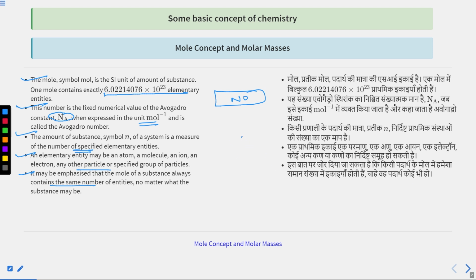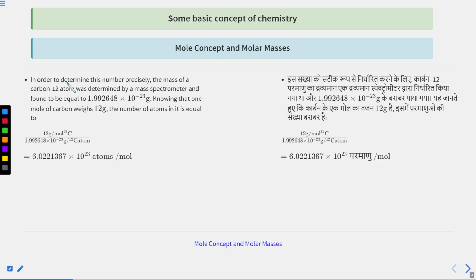Sometimes the students get confused and write 10 raised to the power minus 23. A number cannot be negative, right? Like we cannot say minus 2 pence are there, minus 3 pence are there. Okay. So in order to determine the number precisely, the mass of a carbon-12 atom, carbon-12 being the isotope of carbon which is the most abundant, was determined by mass spectrometer. So mass spectrometry is a technique.